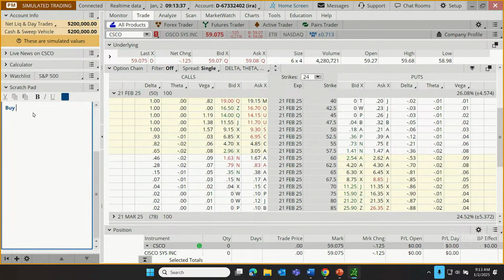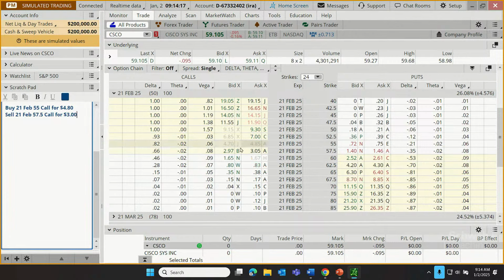If we were to buy the 21st of February 55 call, it looks like that's trading for around 4.70 to 4.85. Let's say it cost us 4.80. I'm going to use some round numbers here. And at the same time, we sell the 21st of February 57.5 call. This could construct for us our long call vertical spread. If we sell that 57.5, that looks like that's trading between 2.97 and 3.05. Let's say that we're able to get $3 for that.